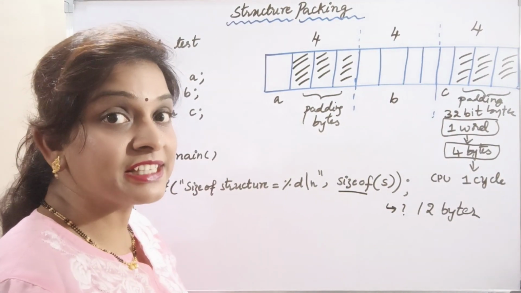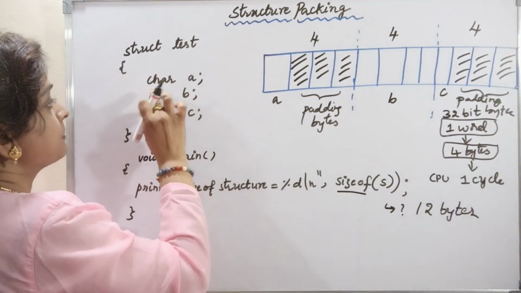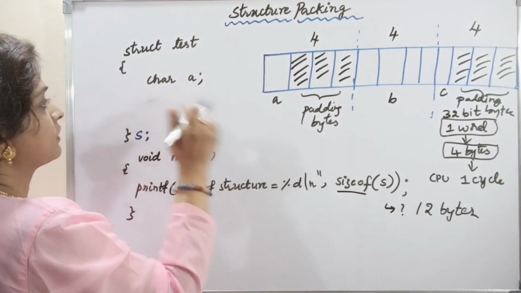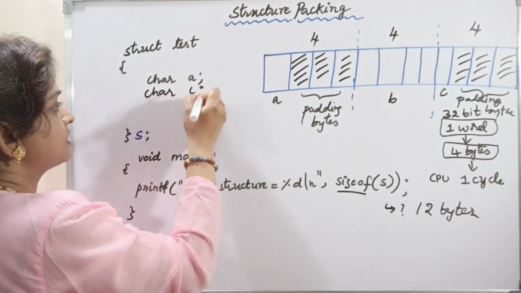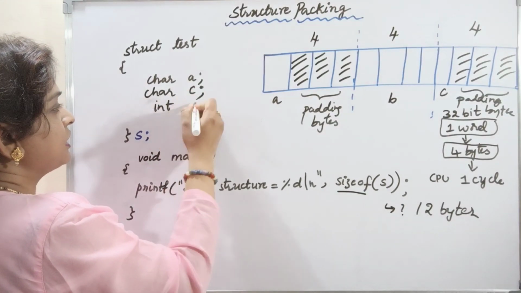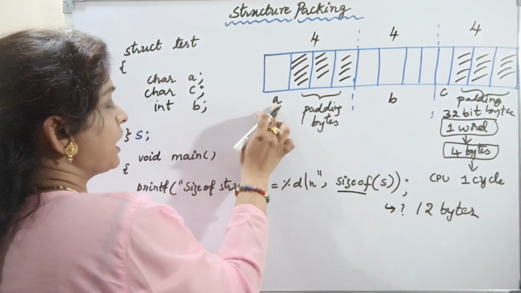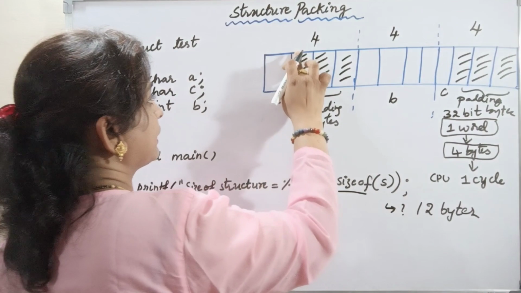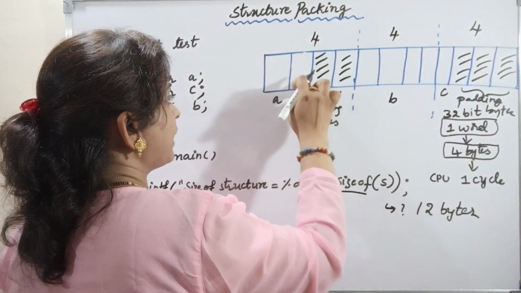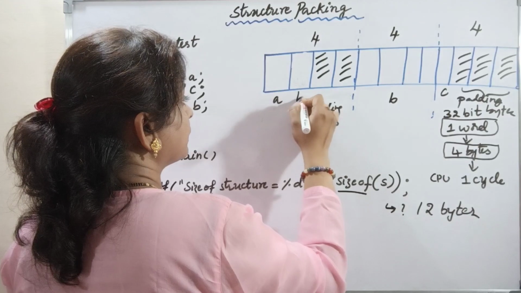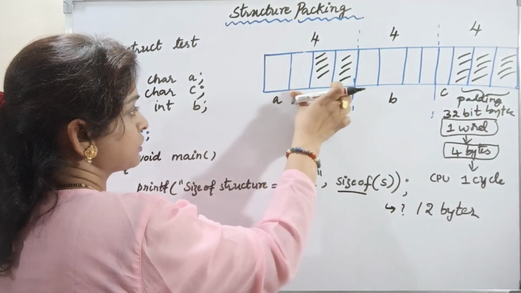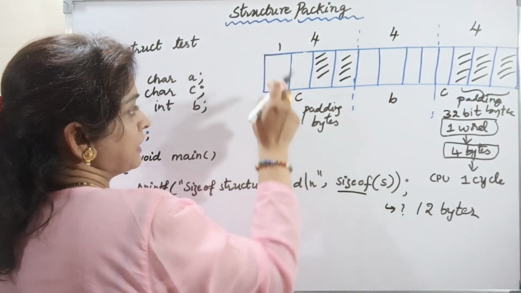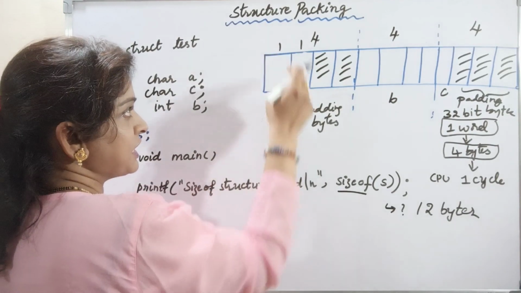arranges the data in increasing order, what I'll do now is I'll simply say character A, character C, then integer B. Okay. So A takes 1 byte. For character, it will take the memory in any way, so 1 byte. Then we have C. So we have character A and character C. C takes 1 byte, A takes 1 byte. A 1 byte, C 1 byte.